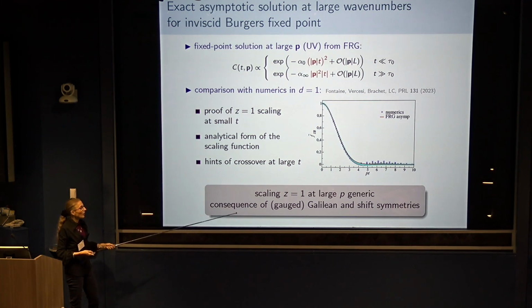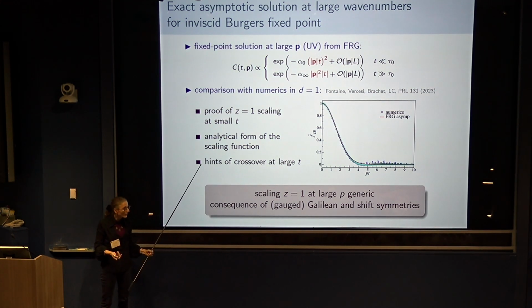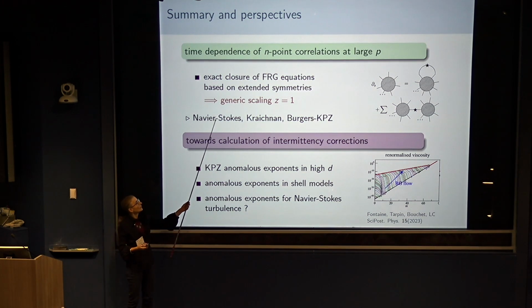So, conclusion: this Z=1 scaling at large P, in fact, is very generic, because it's just a consequence of the symmetries. As soon as you have Galilean symmetries and some shift symmetry, you will generically find this. So this leads me to my conclusion. I've shown you that it emerges in Navier-Stokes, in the passive scalar by Kraichnan, and also in Burgers and KPZ. So all that concerns time dependence.